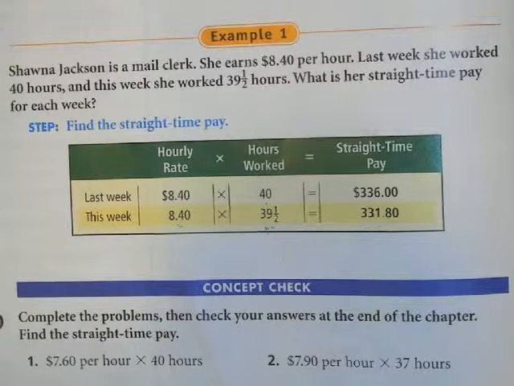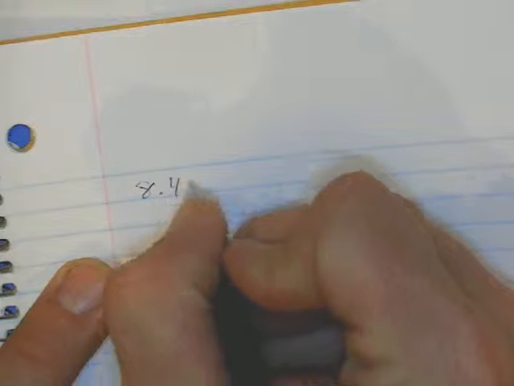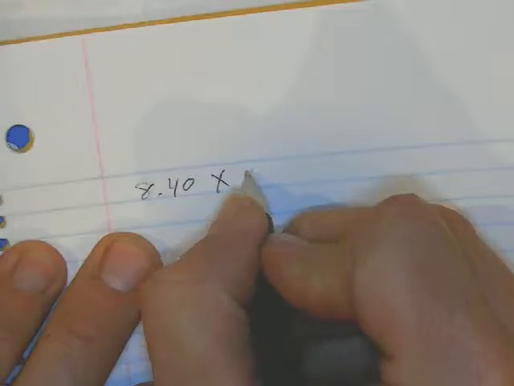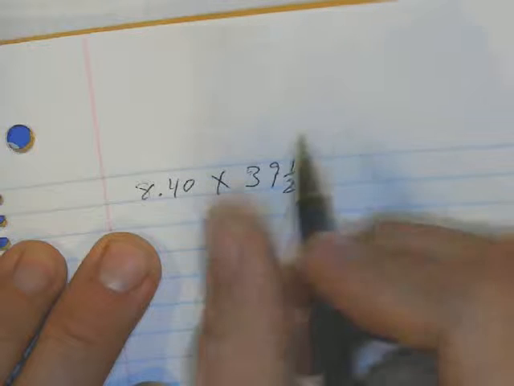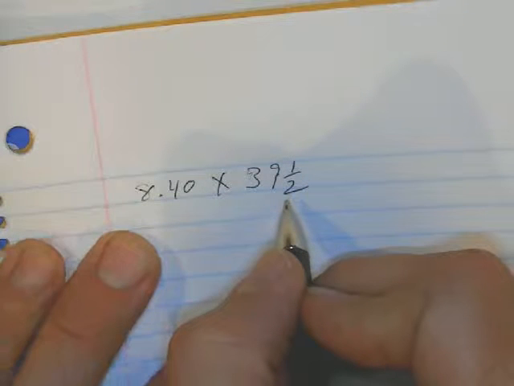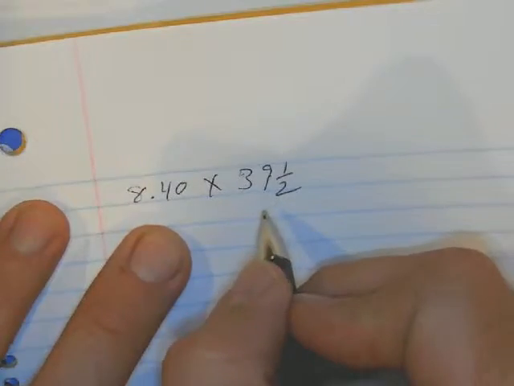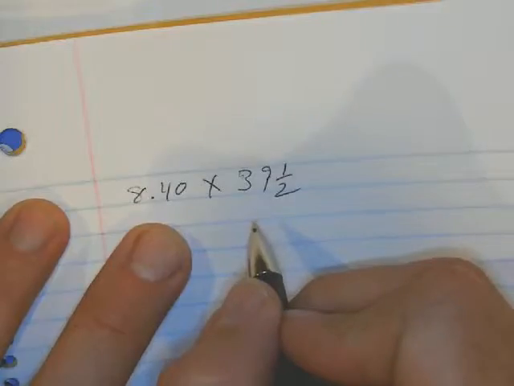Let's just jump right to this week. So this week she worked, for $8.40 an hour, 39.5. How did we get that? People are going to look at their calculator and say, well, I don't have a half button. This is going to be a real simple review for most of you, and I apologize, but I don't want to assume anything, so let's take a look at this. I'm going to take the $8.40 and multiply that by 39.5.